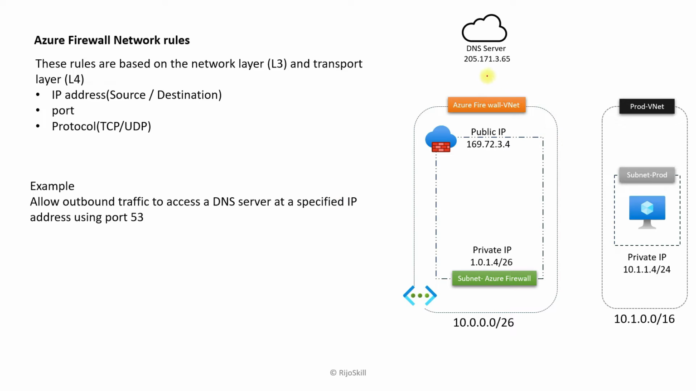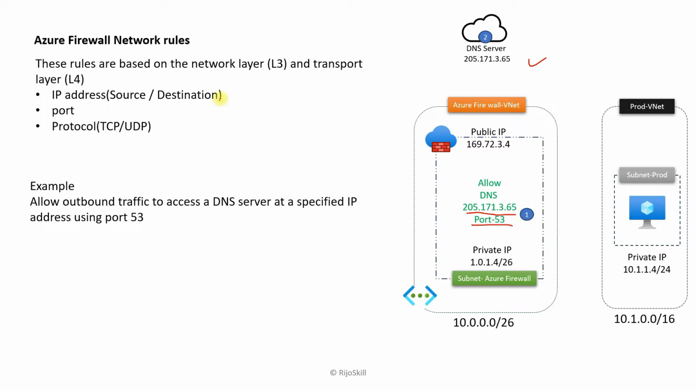Here you can see our diagram representation. The production virtual machine needs to access the DNS server, so you need to implement an Azure Firewall network rule. In the Azure Firewall network rule, we allow the DNS server at 205.171 and port 53. Once you allow this, the user in the production subnet, the production virtual machine, gets access to your DNS server.